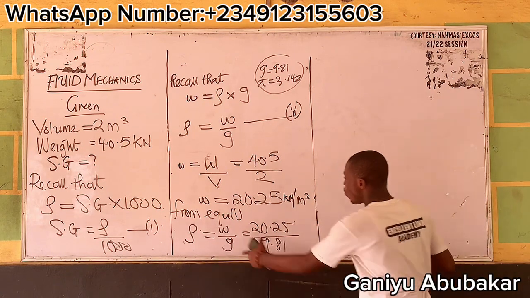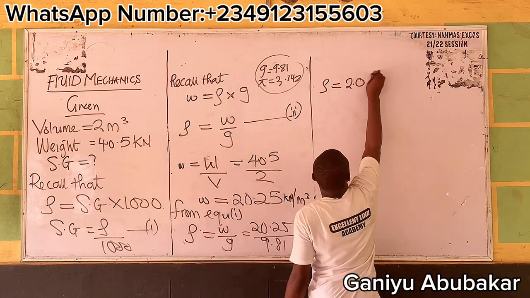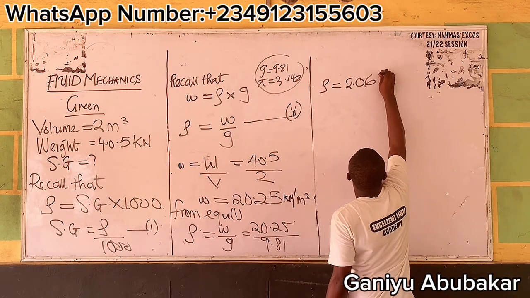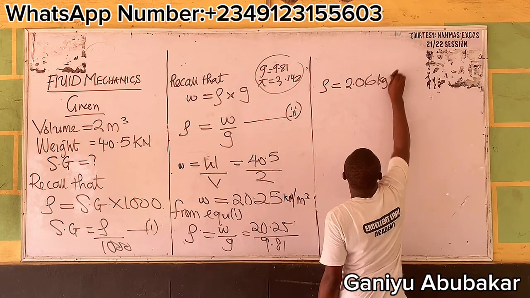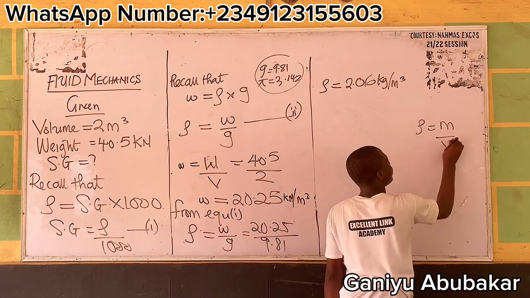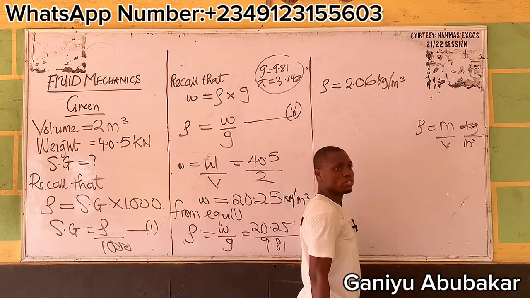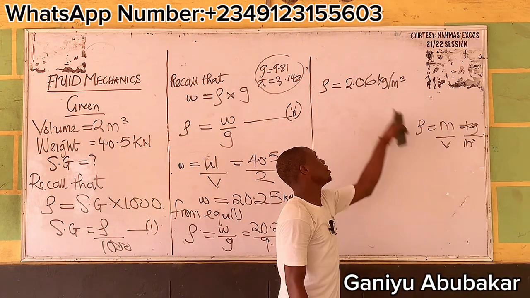What do I have here? What's rho now? 2.06, in kilogram per meter cube. This is mass over volume. Mass is kilogram and volume is meter cube. So that you get your units now.